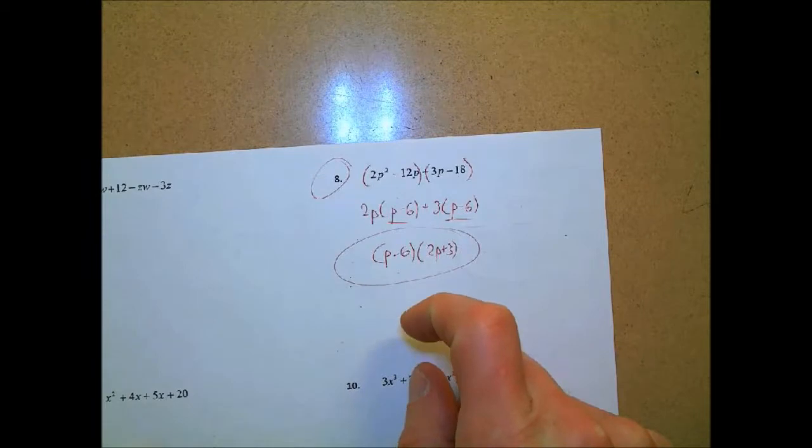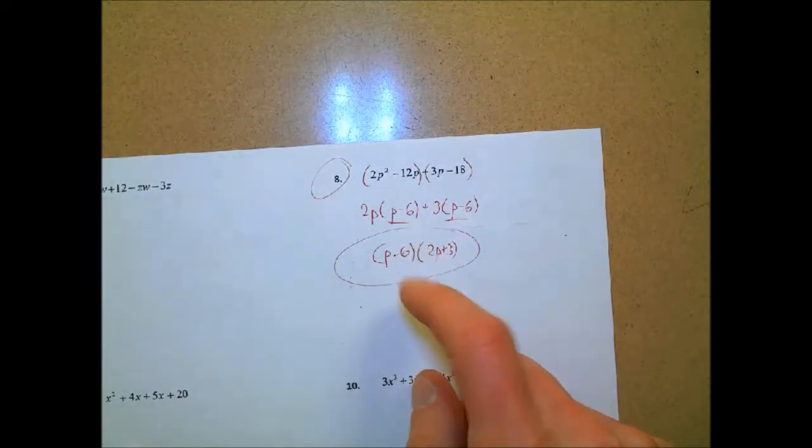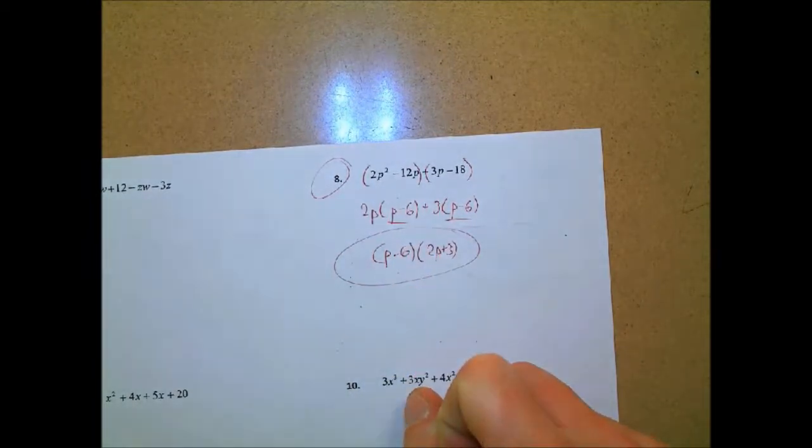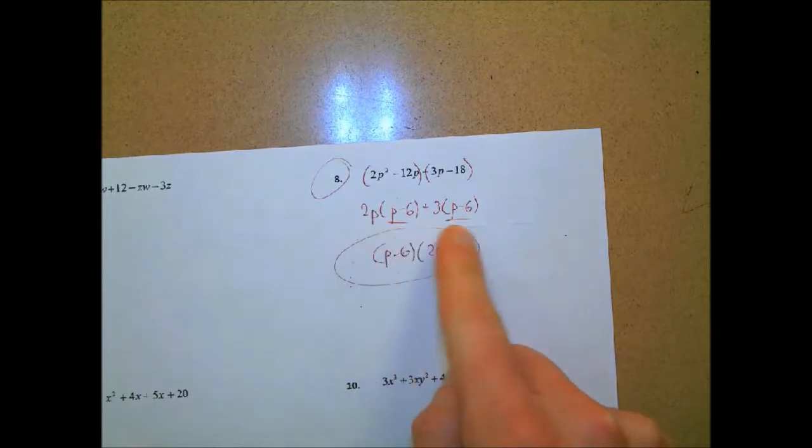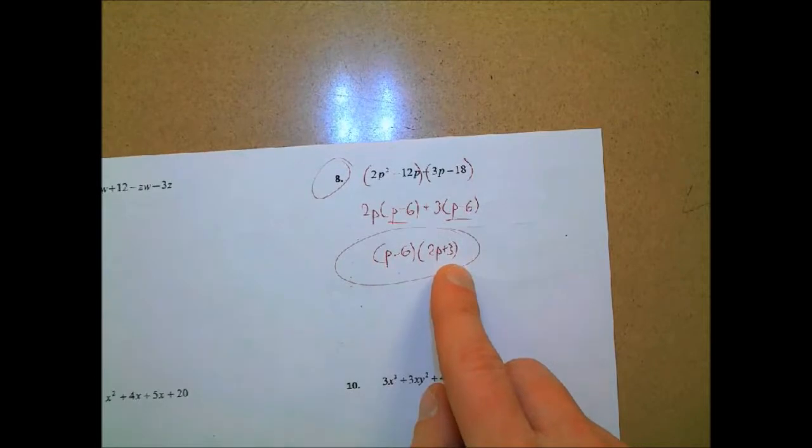Oh, did you have 2p plus 3 first and then the p minus 6? No, I had the 3 plus 2p. I didn't know if you wanted it to be like. Oh, I see. So instead of 2p plus 3, you have 3 plus 2p. That's okay. Yes, that's okay. Yep, Kendall.